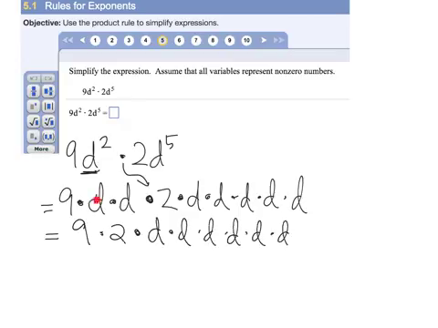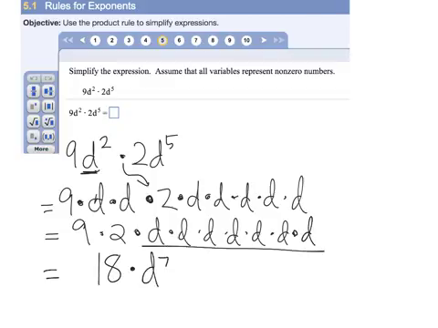How many is that supposed to be? It's supposed to be 1, 2, 3, 4, 5, 6, 7, and I have 1, 2, 3, 4, 5, 6, 7. All right, so simplifying that one last little step, 9 times 2 is 18 times, and then all of these d's is d raised to the 7th power. So the answer is 18 times d to the 7th power.